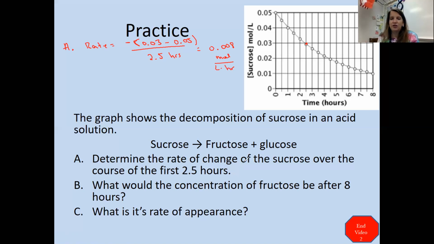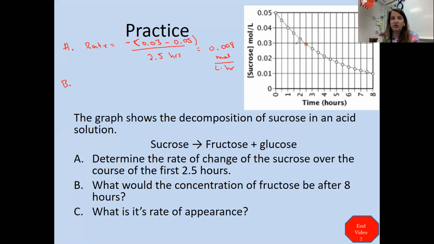What would the concentration of the fructose be after 8 hours? So now we don't want to just use the one that we just calculated because that's over 2.5 hours. We want to look at the 8 hours, and this is for sucrose. And you can see in our reaction, it's a 1-to-1 ratio. So the rate at which the sucrose disappears is going to be the same as the rate of the fructose appearing. Oh, it asks for a concentration first off for B.